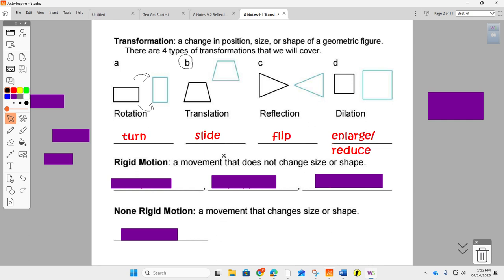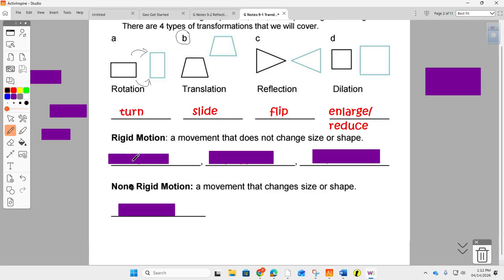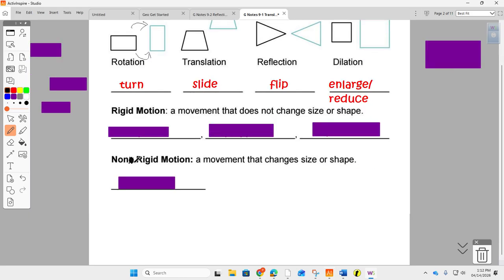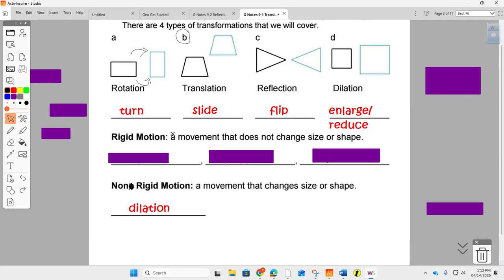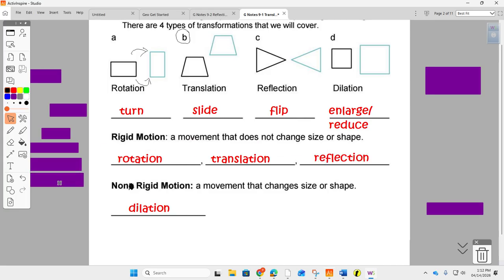So of these 4, 3 are a rigid motion, 1 is a non-rigid motion. Scratch out that E, it's not non-rigid, it's non. Scratch that E out. Non-rigid motion is a movement that changes size or shape. So which one is the non-rigid? Dilation, that's exactly right. All the others keep their size and shape. They're moved, they're turned, they're flipped, but their shape and size does not change.